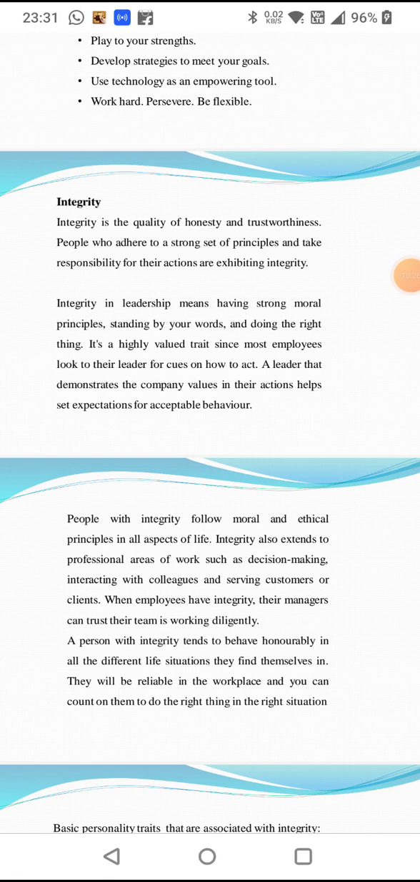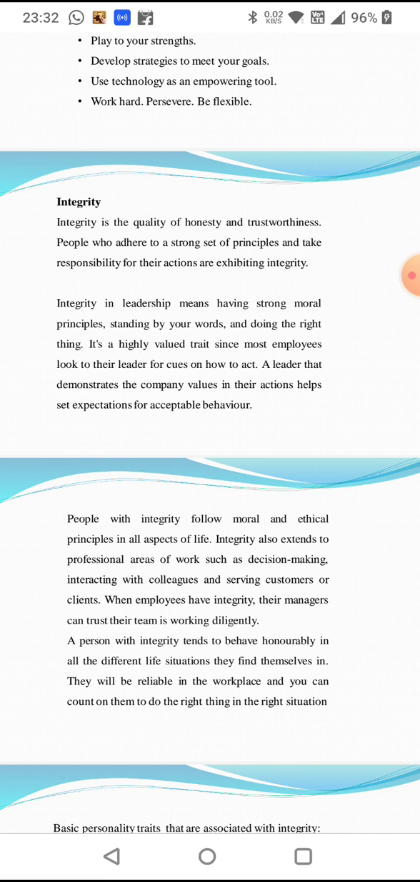When employees have integrity, the managers can trust their team is working diligently. So, a person with integrity tends to behave honorably in all the different life situations they find themselves in. They will be reliable in the workplace, and you can count on them to do the right thing in the right situation.